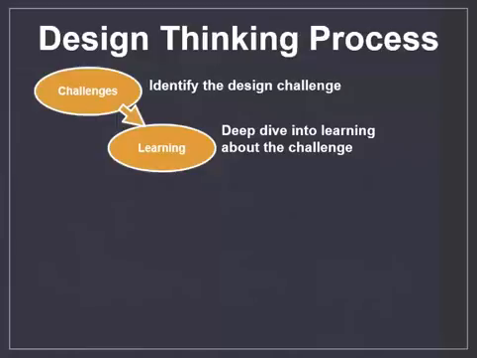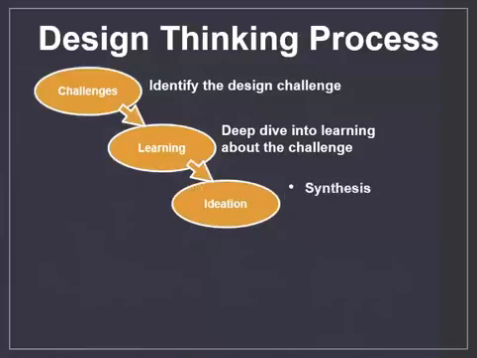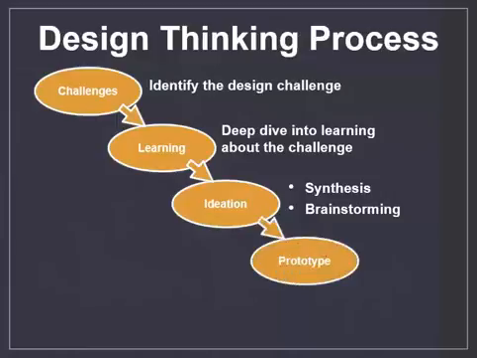Now, once we've done the learning phase, the next step essentially is to look at ideation, which is what today's session is all about. There are two parts to the ideation. The first part is synthesis, and the second part is brainstorming. So we're going to get into a bit more detail in the later part of this video. Once you're done with ideation, the next phase is to go into prototype. And this is where you look at what are the best ideas and using a technique like storyboarding to kind of help you build your prototype.